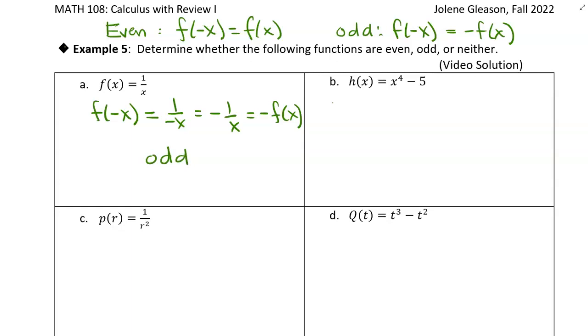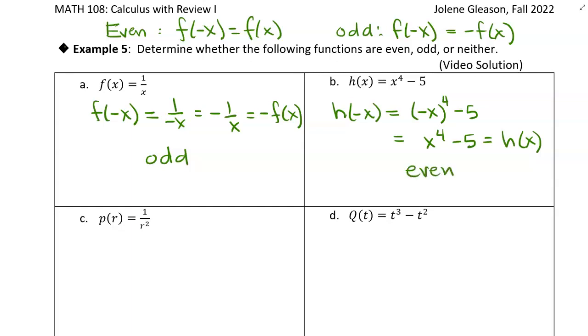All right, so all we're going to do is plug in negative x and see what happens. We're going to put negative x into this function, take it to the fourth power and subtract 5 from it. Remember that negative x to the fourth power means negative x times negative x times negative x times negative x. An even number of times, we're going to end up with a positive. So this is x to the fourth minus 5, which is the same as h of x. So now the reflection across the y-axis is equal to the original function, so this is an even function.